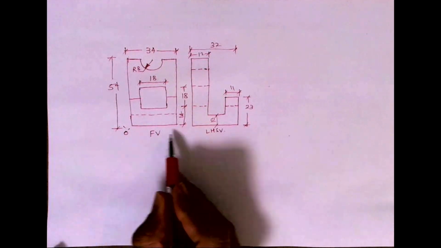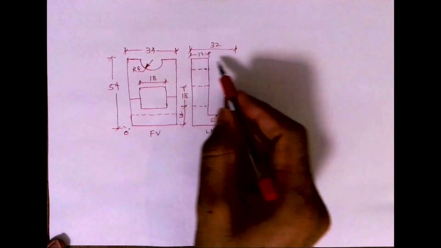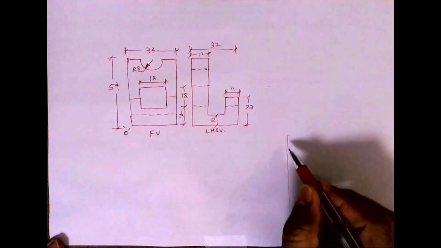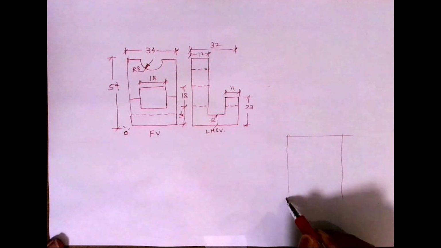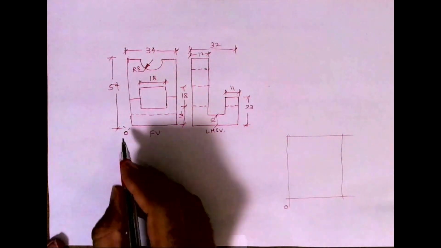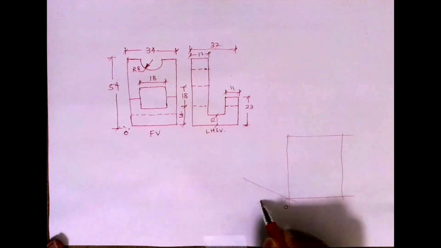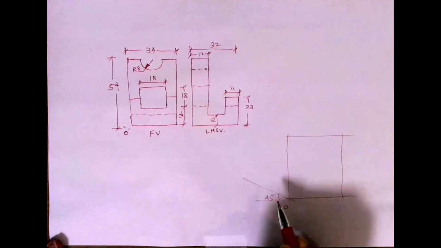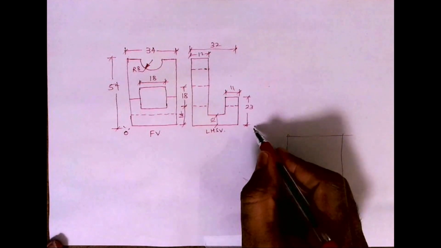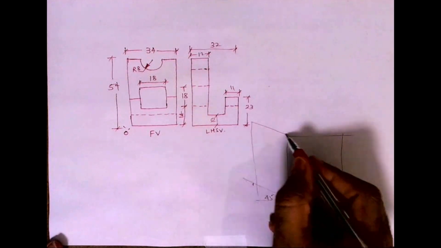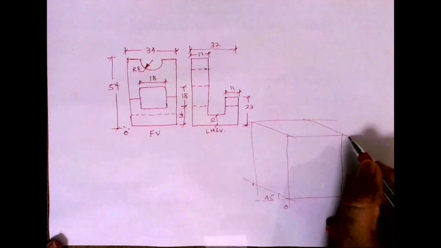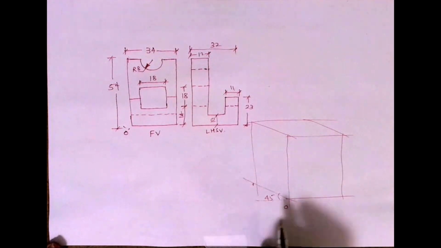If you see, they have given the front view and left-hand side view. Length, width and height are given. So when you draw the box, see, the origin is here. So 45 degrees will go on this side. How much is the length? 34, width 32 and height 54. So we'll draw the layout like this.